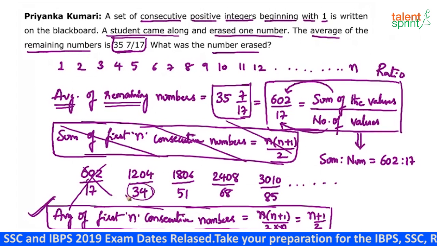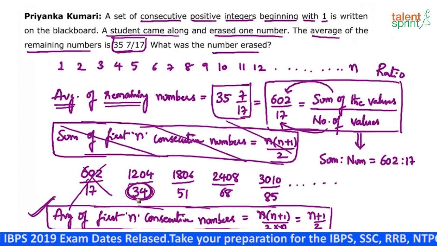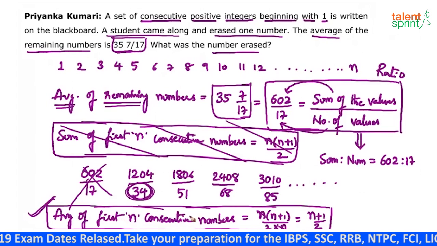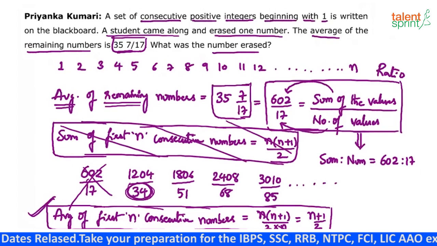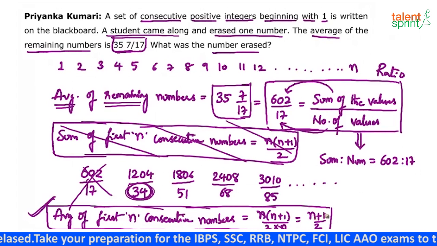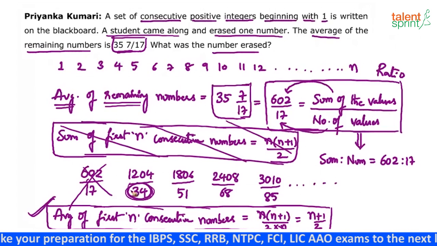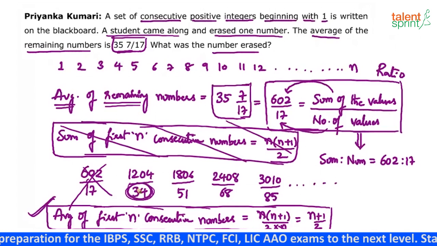According to this ratio, remaining numbers were 34. If remaining numbers are 34, originally there were 35 numbers. What is the average of 35 numbers? 35 plus 1 by 2, 18. Yes or no? 35 plus 1, 36, 36 by 2, 18. Average of all the numbers is 18.